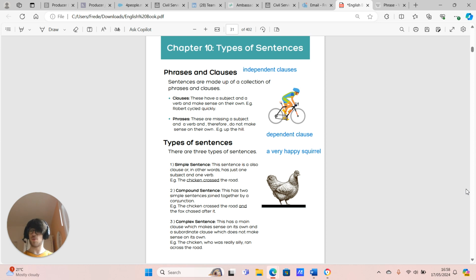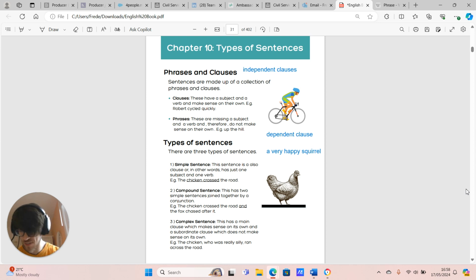You can't start a story with that. Once upon a time, a very happy squirrel, full stop. You see how that sentence doesn't make sense? It needs another clause. It needs an independent clause to help add information to it.